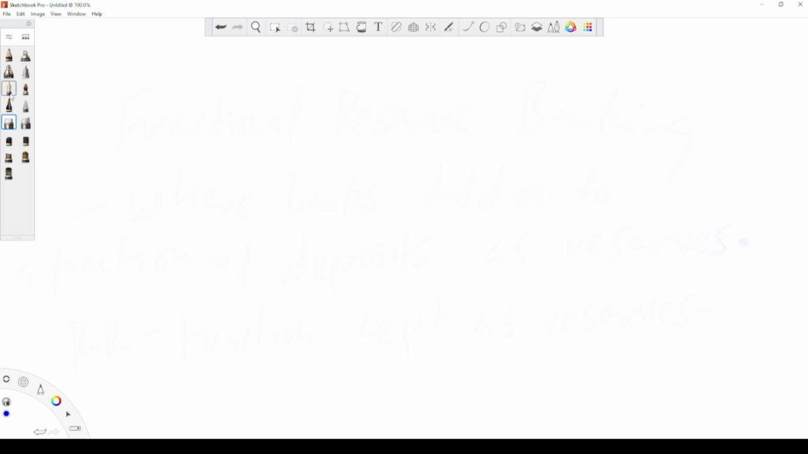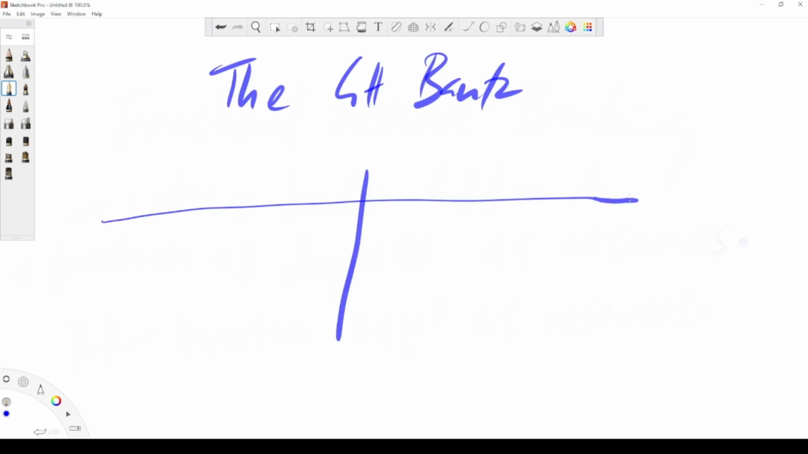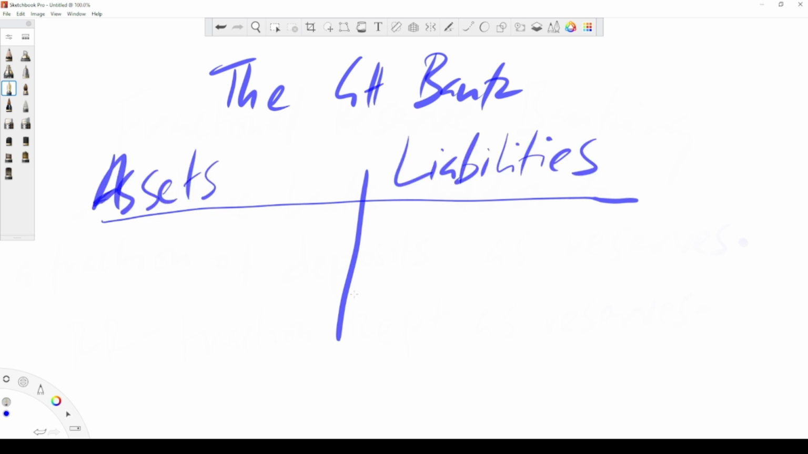To understand the way it works, we are going to look at the T account for a bank called the GH Bank. On the T account, you have what we call the assets and the liabilities. The liabilities is what the bank is liable for. It's in the form of the deposits, what people deposit in the bank. So let's say we have 100 people going to deposit in the GH Bank, and they deposit $1 each. So you have deposits of $100.